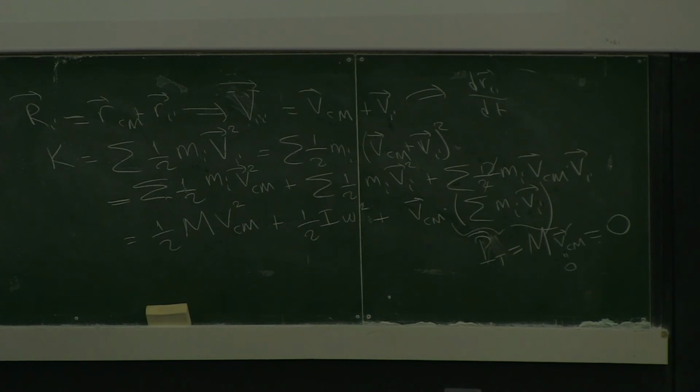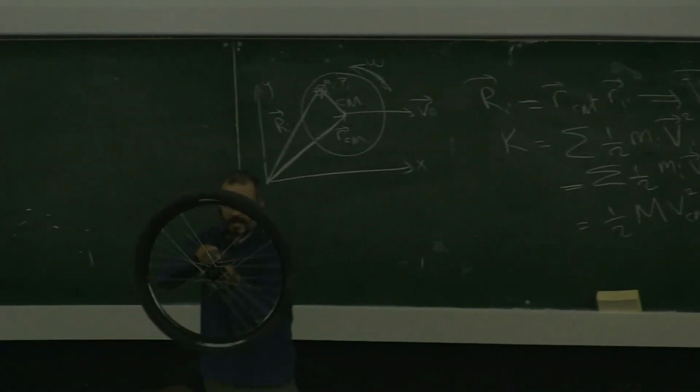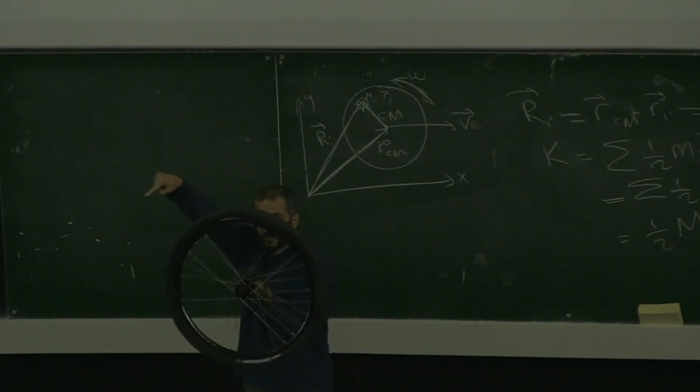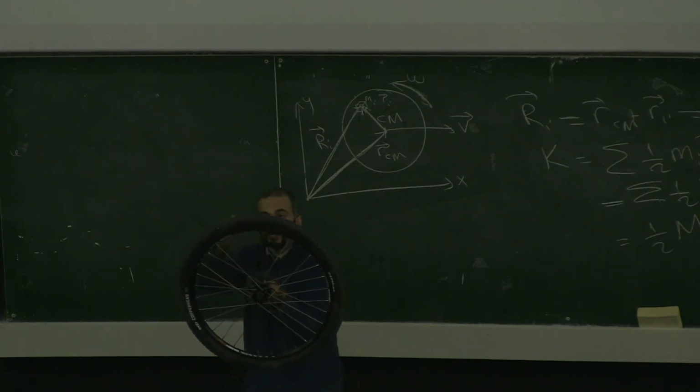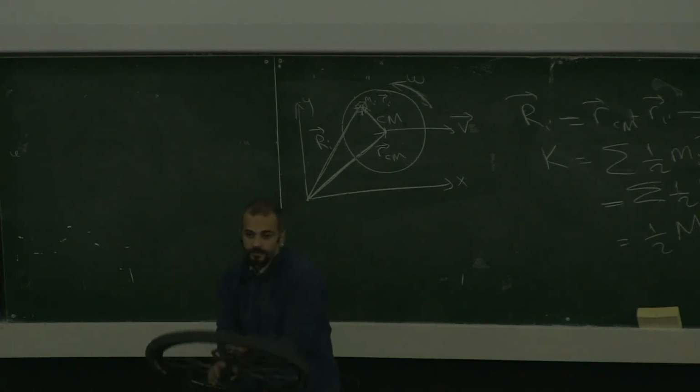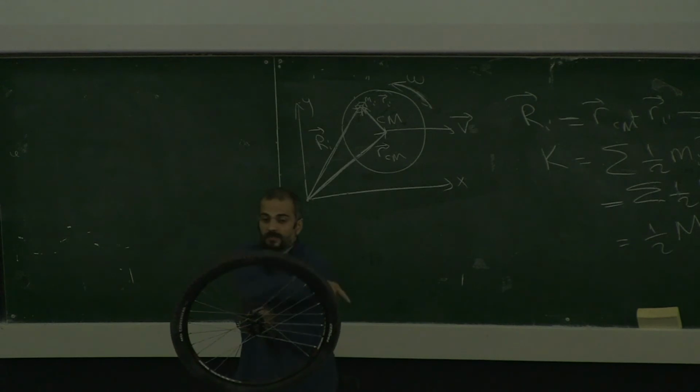In this example, if I just move with the center of mass, which is right at the axis, this point is moving in this direction and this point is moving in the other direction. So if I just sum the momenta of this part and this part, I get 0. The same holds for this part and this part too.